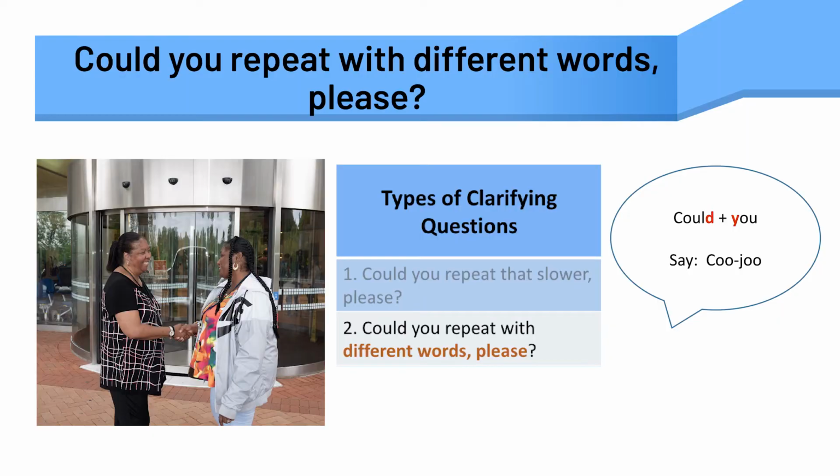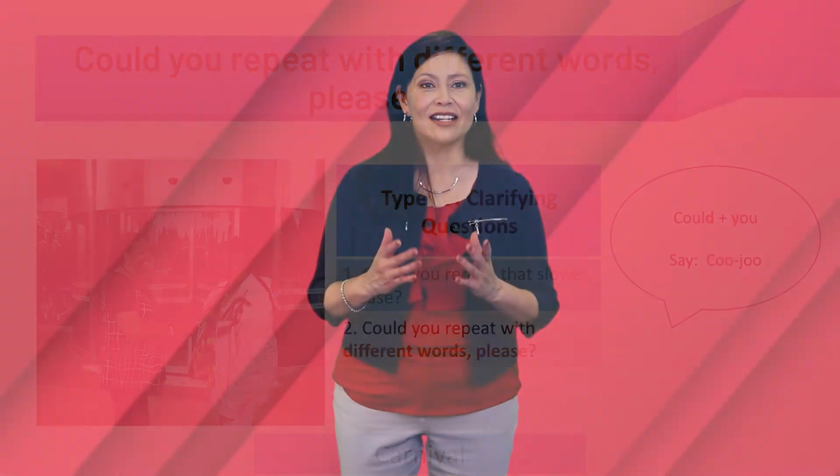She said, I hope you are planning on going to the bazaar next week. I did not understand what she said. Let's try using our clarifying question. I hope you are planning on going to the bazaar next week. Could you repeat with different words, please? Sure. I hope you are planning on going to the carnival next week. Oh, I understand carnival. So a bazaar is similar to a carnival.